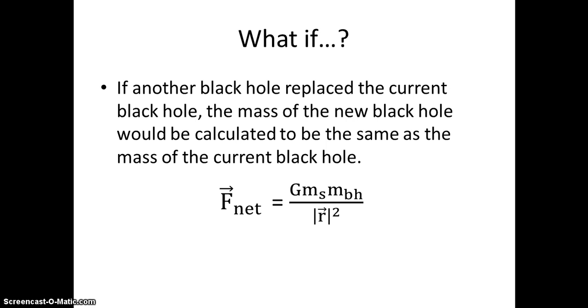If another black hole replaced the current black hole, the mass of the new black hole would be calculated to be the same as the mass of the current black hole, because the equation only accounts for the position of the black hole. If the new black hole has the same position, you would not be able to tell the difference between masses for the two black holes.